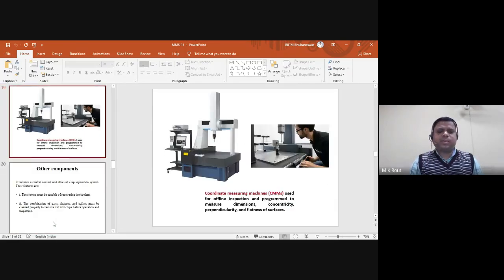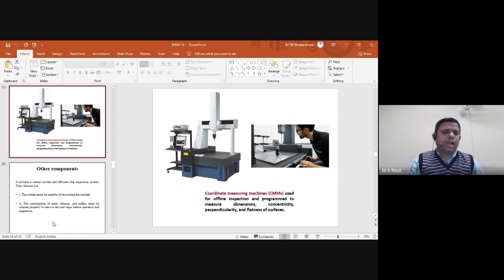Here is a typical example. These are coordinate measuring machines used for offline inspection, especially for dimension, concentricity, perpendicularity, and flatness. As you see in the second figure, a person is measuring the flatness of a job with the help of the coordinate measuring machine, and these are vastly used in automotive companies. It is also applicable to part building companies, and to polymer and plastic industries, where they can easily measure the dimension, flatness, and perpendicularity of their complex jobs.